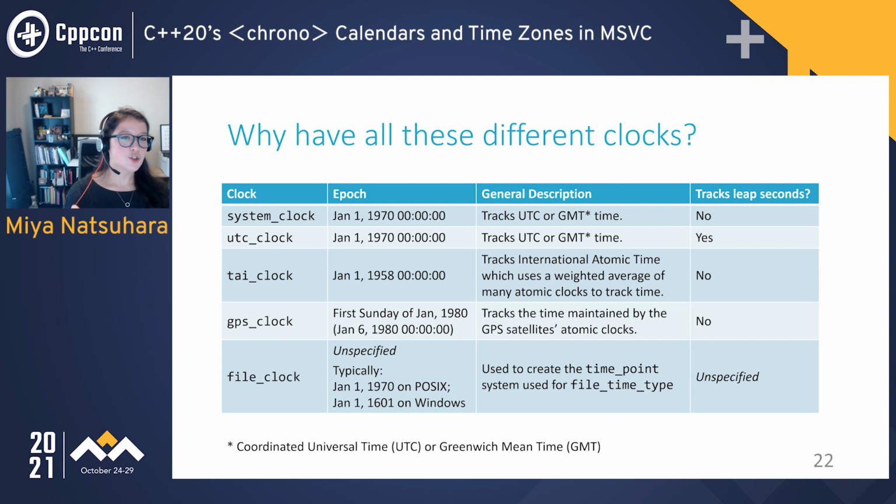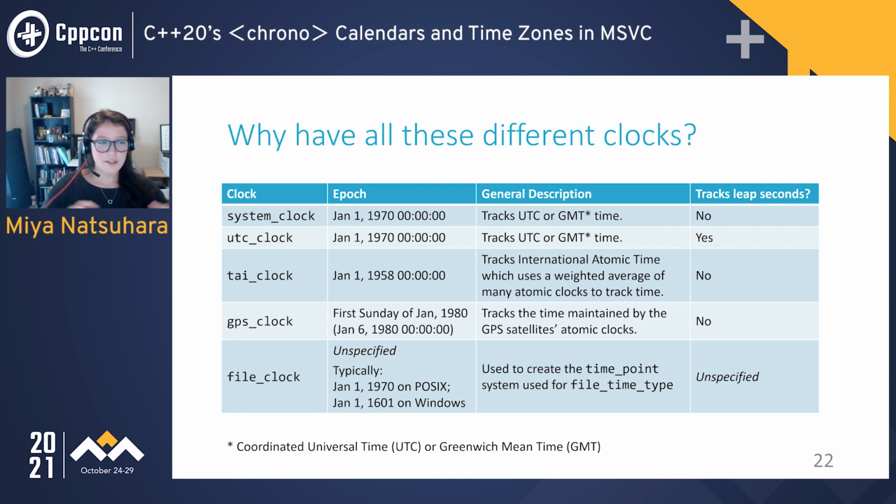And this tracks international atomic time, which uses a weighted average of many atomic clocks to track time. So kind of a different time tracking system. Whereas GPS clock, again, a different epoch, first Sunday of January 1980, which happens to be January 6th. And this tracks the time maintained by GPS satellite atomic clocks. And neither Thai clock or GPS clock tracks leap seconds here.